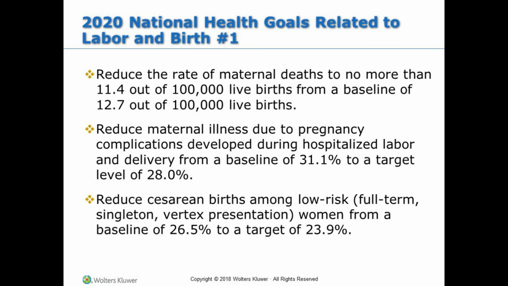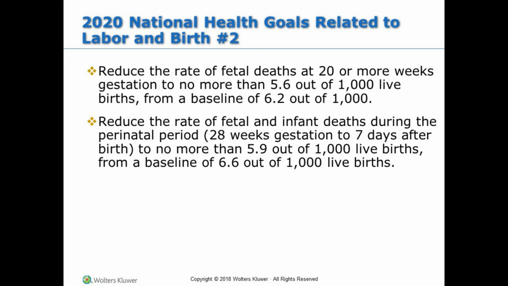a target of 23.9%. 2020 National Health Goals related to labor and birth: reduce the rate of fetal deaths at 20 or more weeks gestation to no more than 5.6 out of 1,000 live births, from a baseline of 6.2 out of 1,000. Reduce the rate of fetal and infant deaths during the perinatal period, 28 weeks gestation to 7 days after birth, to no more than 5.9 out of 1,000 live births, from a baseline of 6.6 out of 1,000 live births.